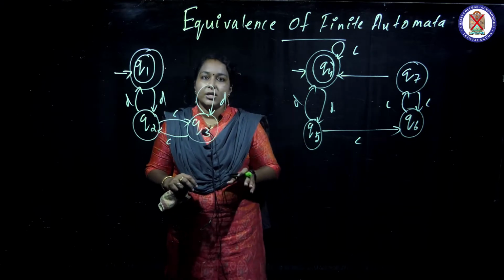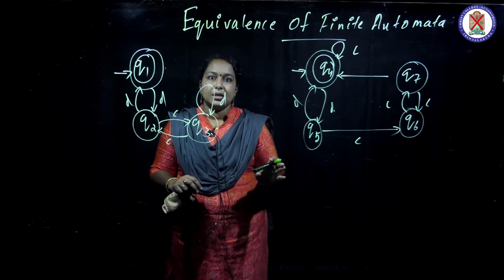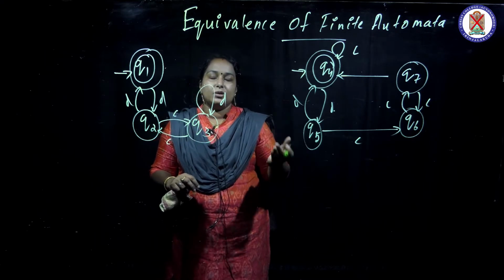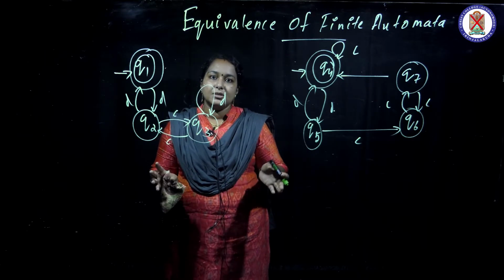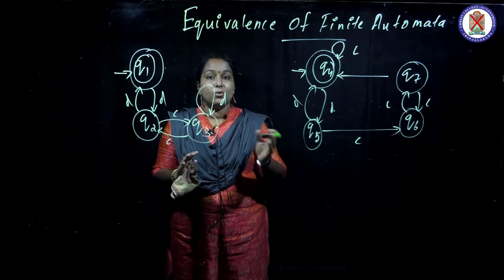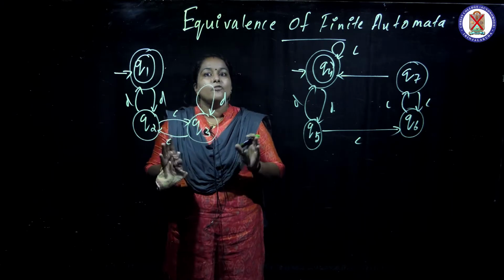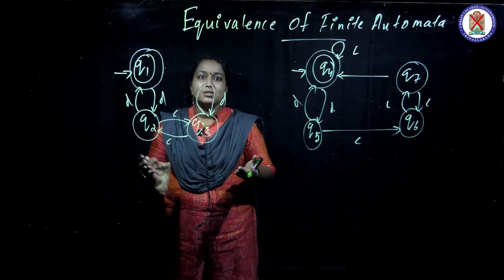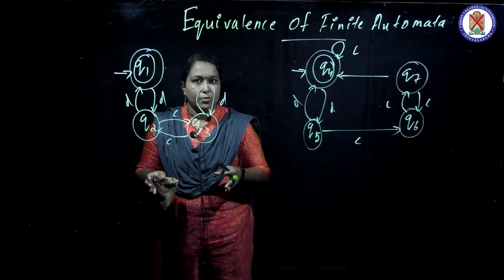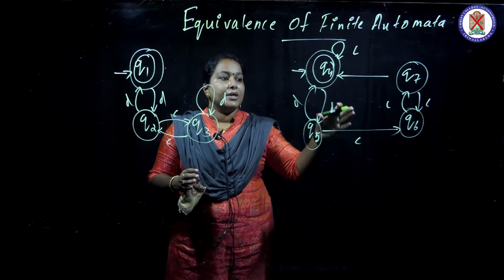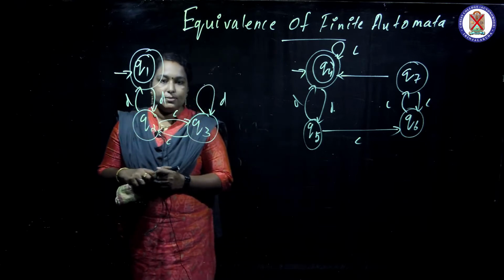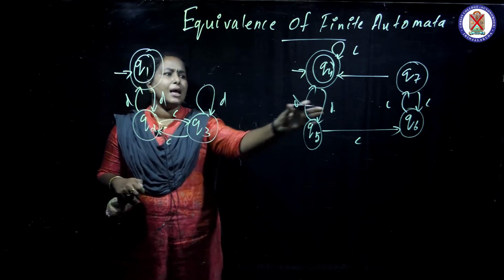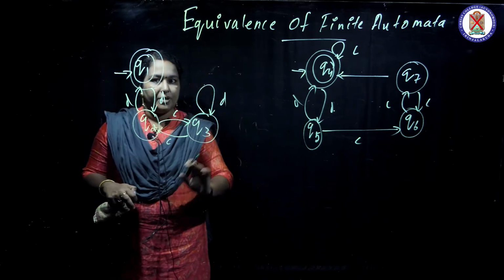This is a sufficient condition. It is not a necessary condition. If you are not provided with the minimized automata, then also this method will work. But for simplicity, you must make it a minimized automata. Then the procedure will be very simple. So this and this are minimized automata.